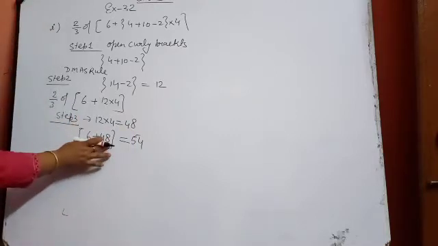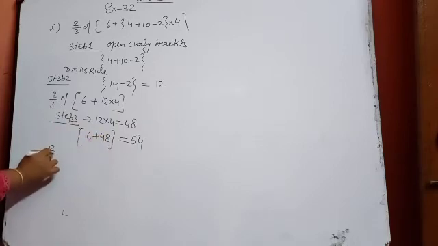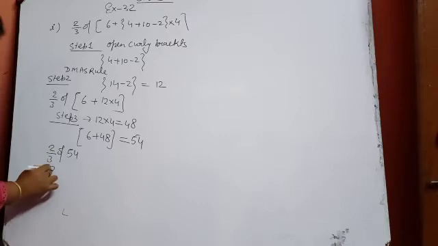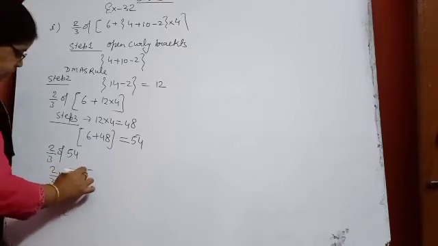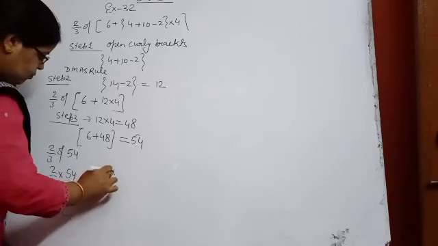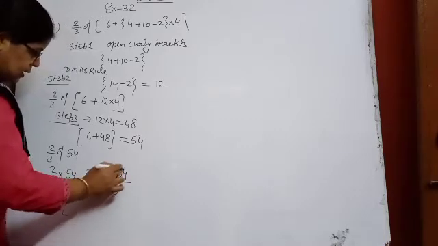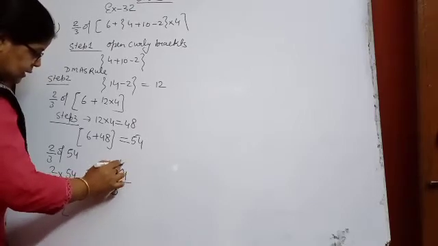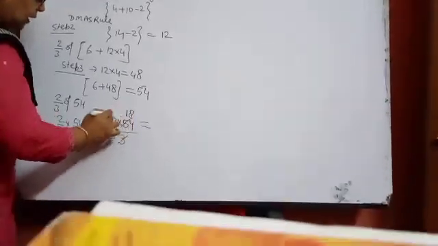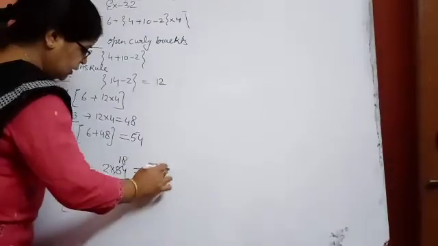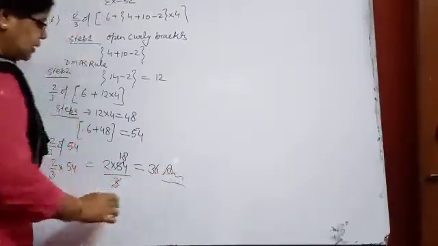Now the bracket has opened. 2 upon 3 of 54. 2 upon 3 of means multiply 54. What will it become? 2 into 54 upon 3. You can make it cancel. 3 ones are 3 and 3 eights are 24. 18 twos are 36 will be your answer. So in this way, beta, you will do this.